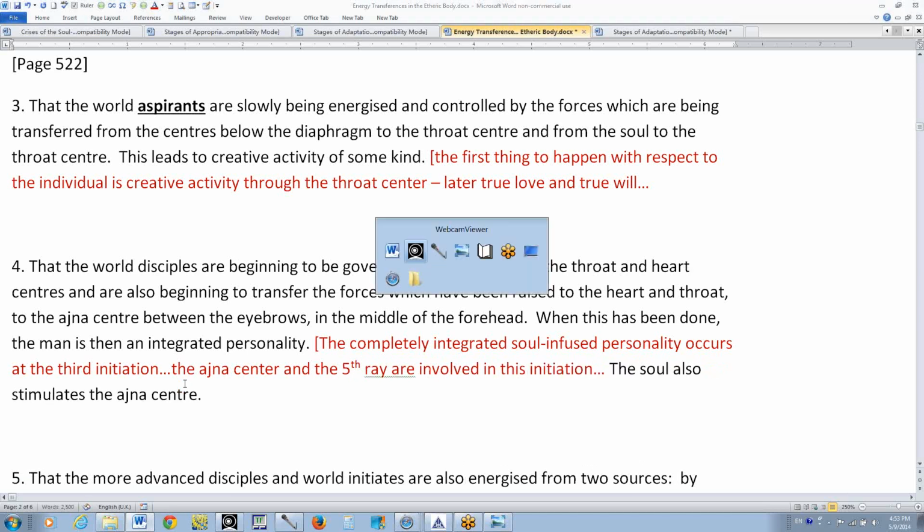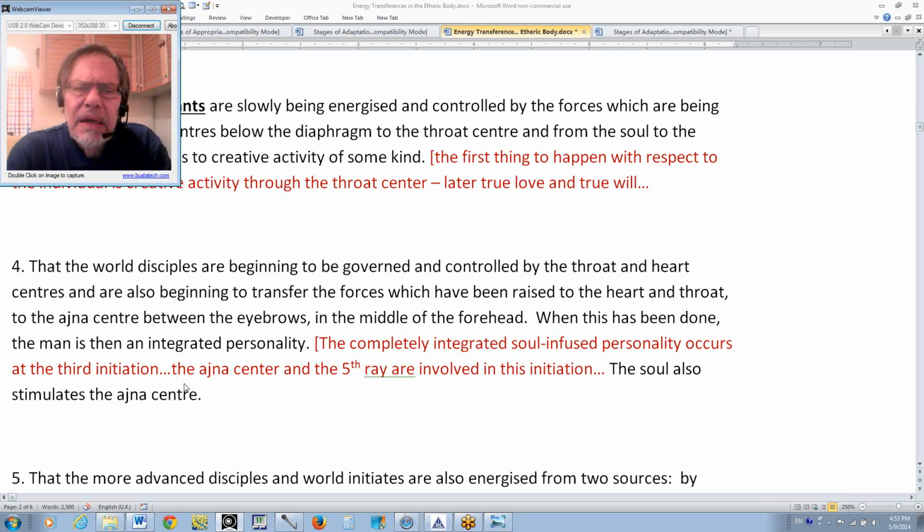The ajna has many functions. It's involved in selfish personality integration, as well as the completely integrated personality. So we don't know exactly what he's talking about here.